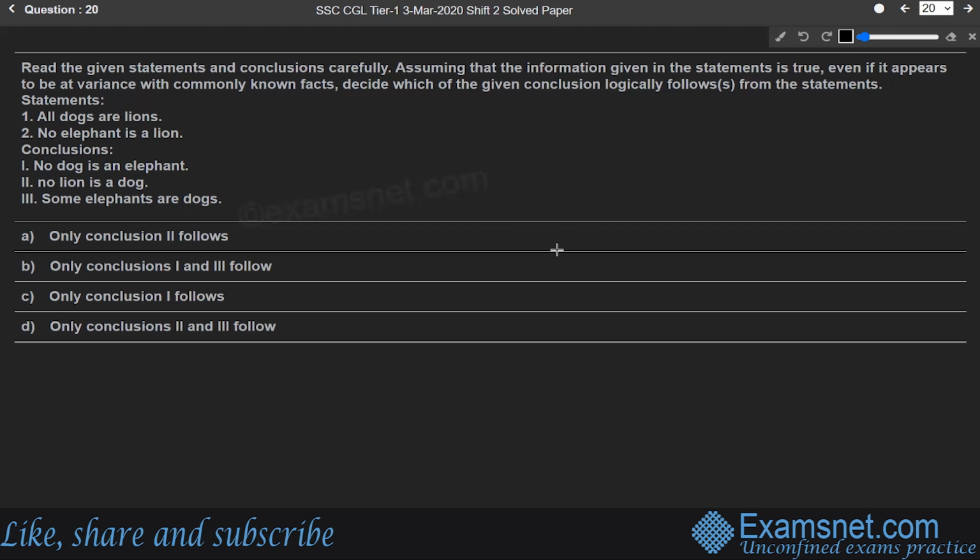So let us read the conclusions. Conclusion first is no dog is an elephant. Conclusion second is no lion is a dog. And conclusion third is some elephants are dogs. So in order to solve this question, firstly we need to make a Venn diagram.